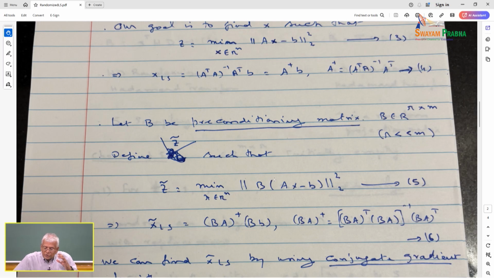If I am going to reduce the dimension of the problem, what are the consequences? Why do you do that? And how do you get it done? And how do you approximate the solution to the least square problem? We already know the exact solution, which is equation 3. So, let z tilde be the solution such that it minimizes the square of the norm of B times (Ax minus b), which is equation 5.